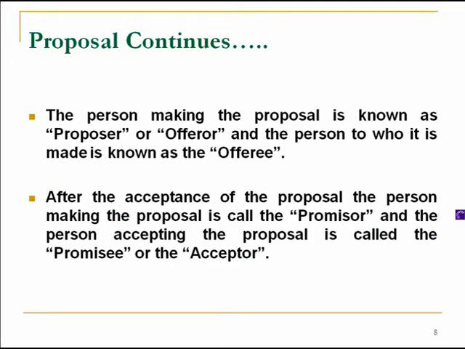Again, we will continue the discussion on it. The person who is making the proposal is known here as the proposer, and the person to whom he is making the proposal is known here as the offeree. As I said earlier, you always require a minimum of two parties. One is the one who's making the proposal, whom we recognize as the proposer, and the one to whom it was made is known as the offeree. When this proposal is accepted, the proposer's status gets converted into the promisor, and the offeree gets known as the acceptor.